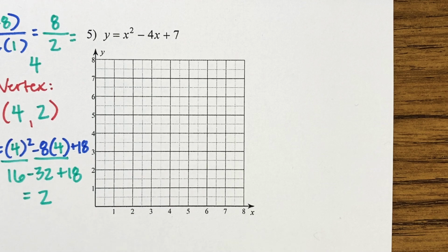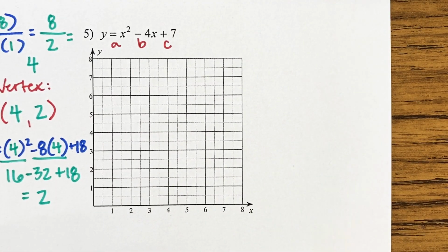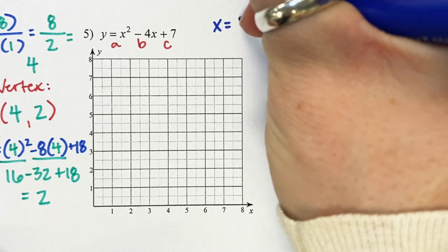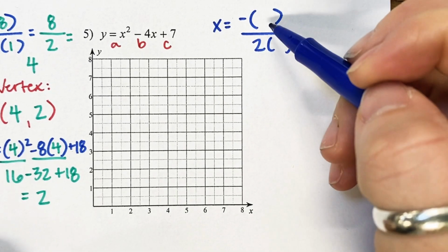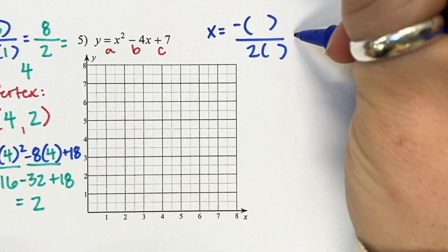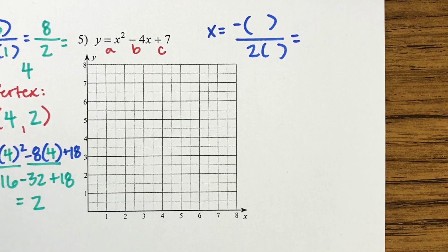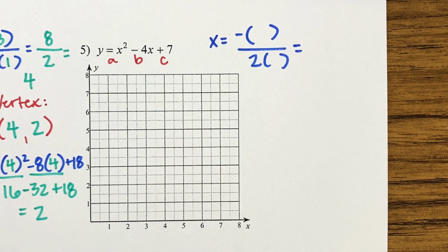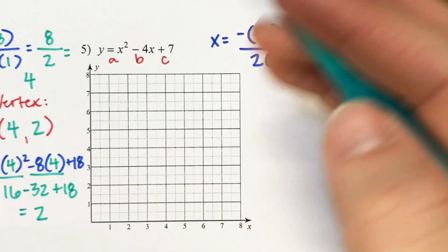Okay, let's identify A, B, and C. Okay, so our first step is to find x. So we have x equals negative b over 2 times a, but I didn't put the a and the b because we can plug it in. Okay, so on top is my b. So what do I need to plug in for my b? Negative 4 over 2 times a. My a is 1.